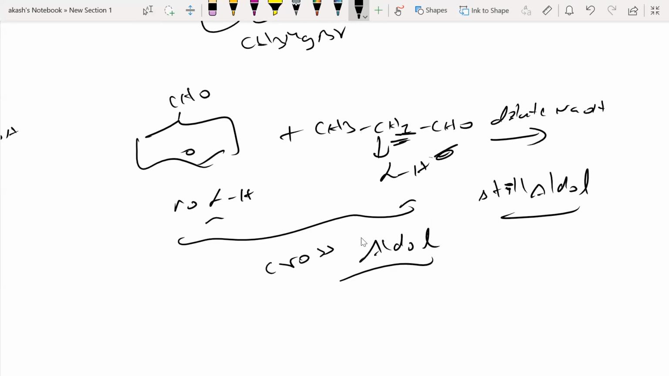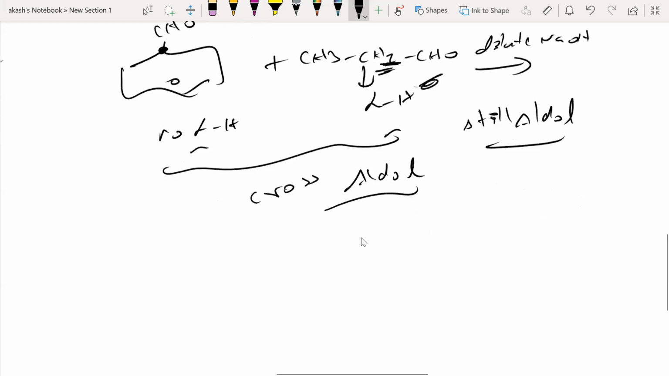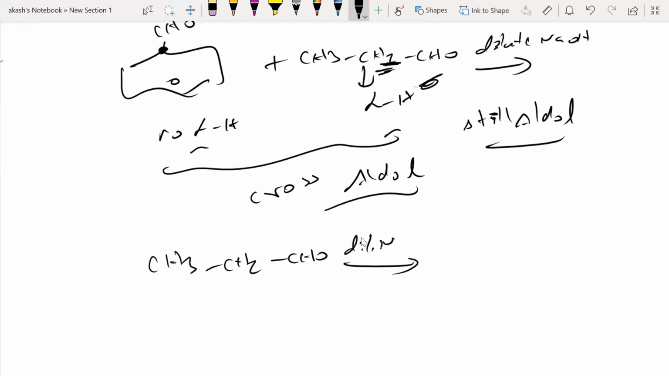So this particular compound has alpha hydrogen, and this alpha hydrogen is acidic. That's the main reason why the aldol condensation reaction happens. This particular carbon does not have any hydrogen, so it will not be able to come out. Let us see what is going to happen here. So we have CH3CH2CHO. Now, when I put dilute NaOH here, I know this dilute NaOH is going to abstract the H+.